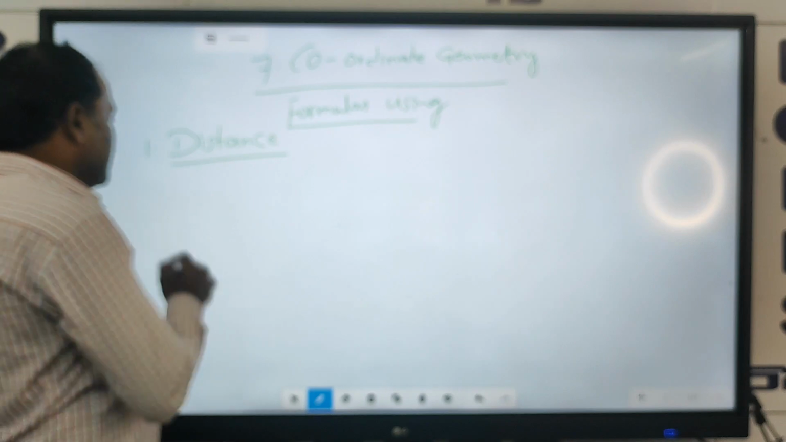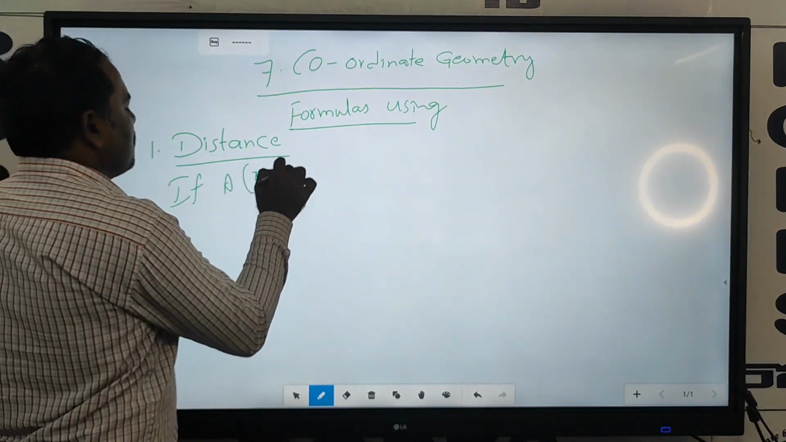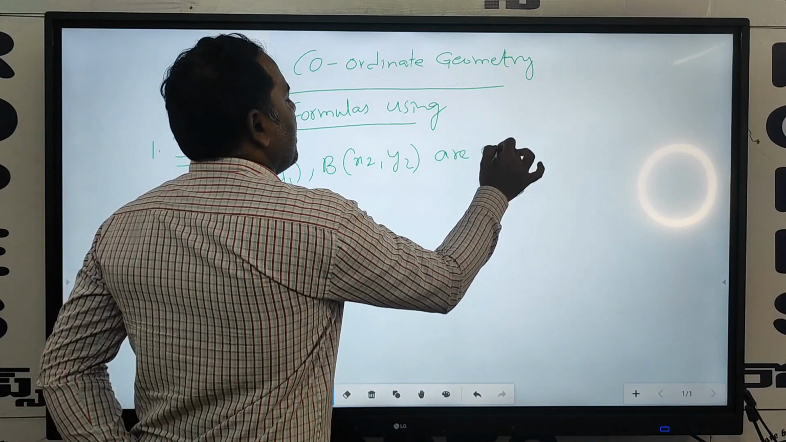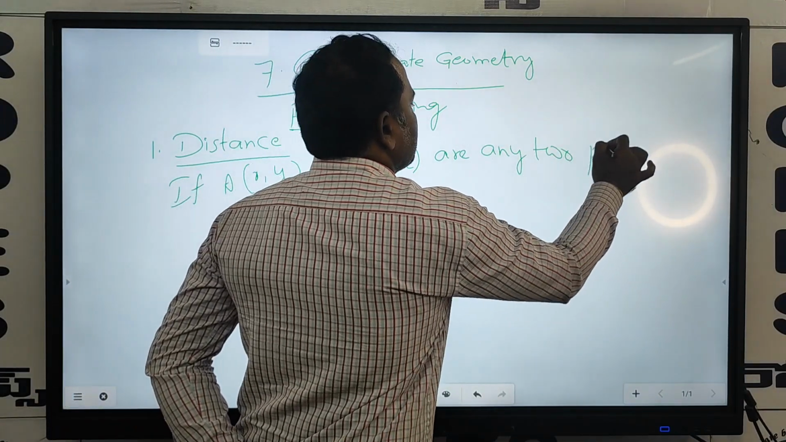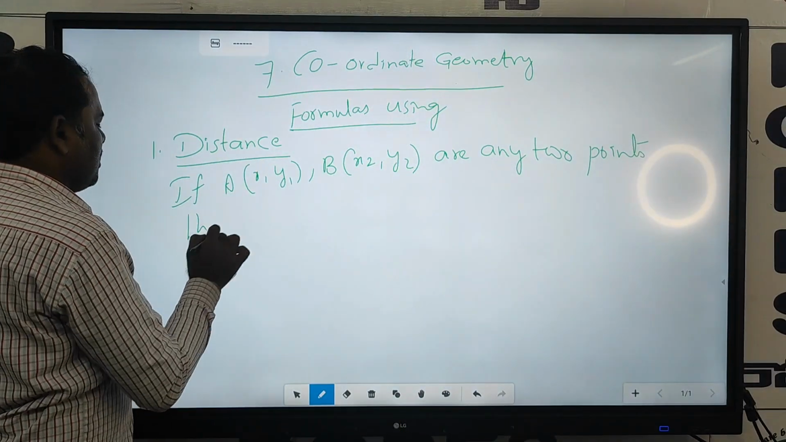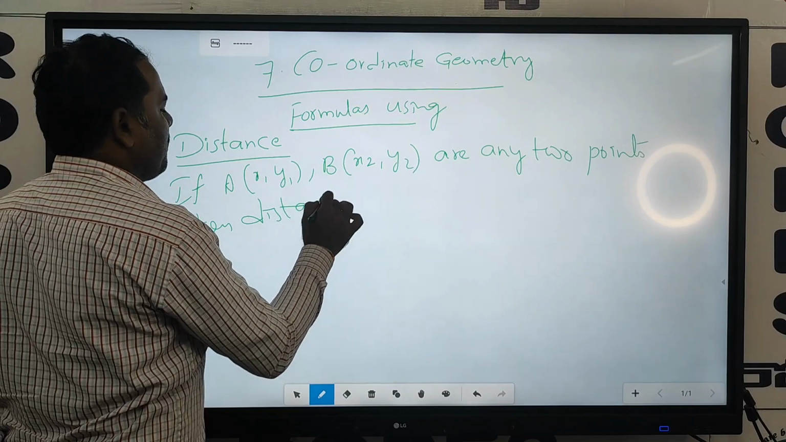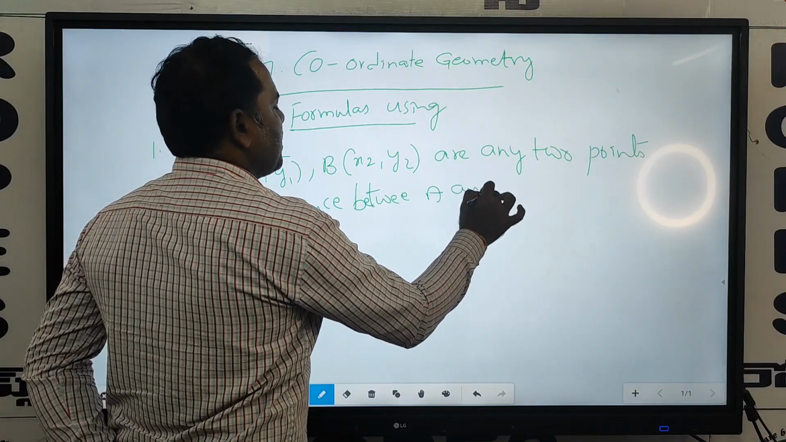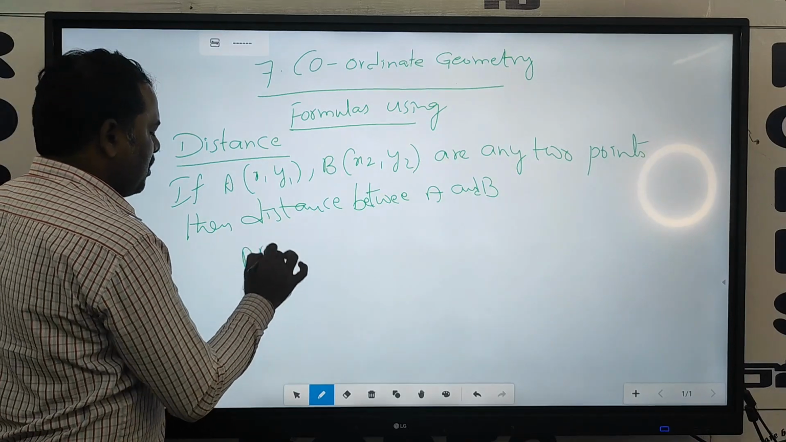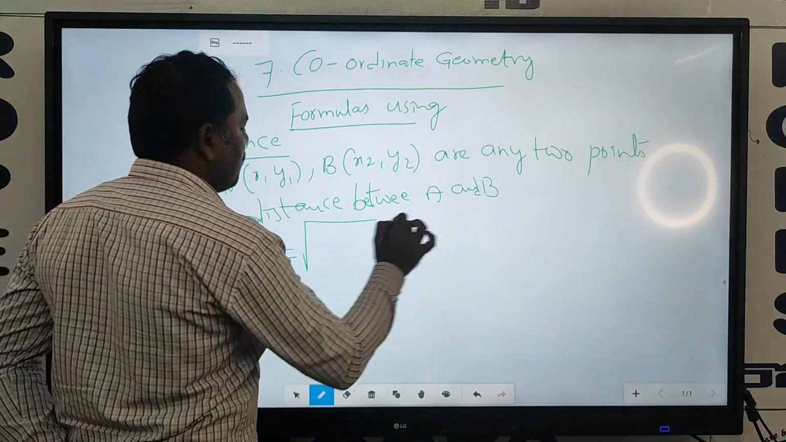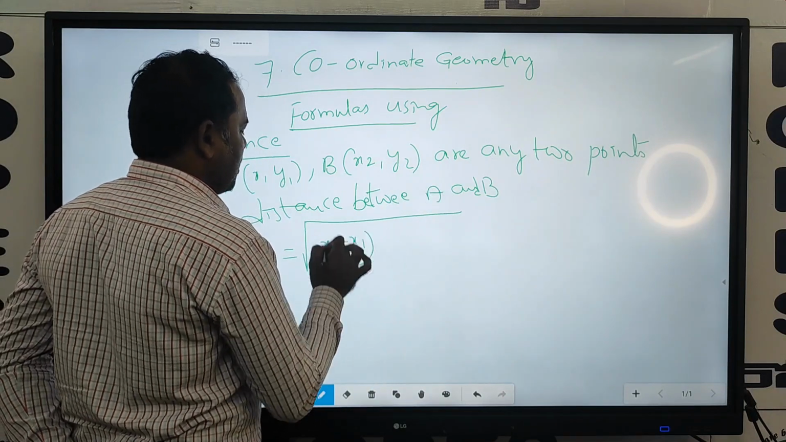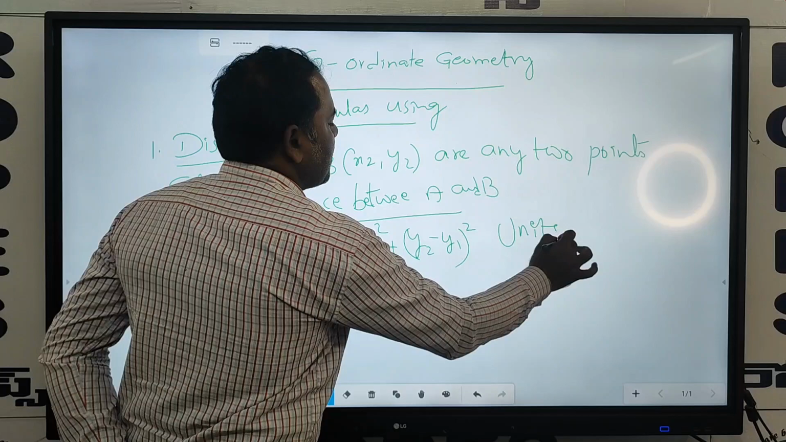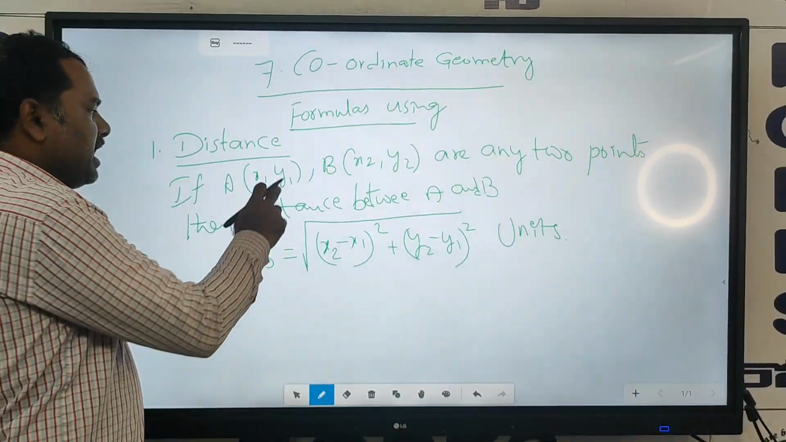See, finding distance. If A (x1, y1) and B (x2, y2) are any 2 points, then the distance between A and B, AB bar, is equal to the square root of (x2 minus x1) whole square plus (y2 minus y1) whole square units. This is the distance between the 2 points.